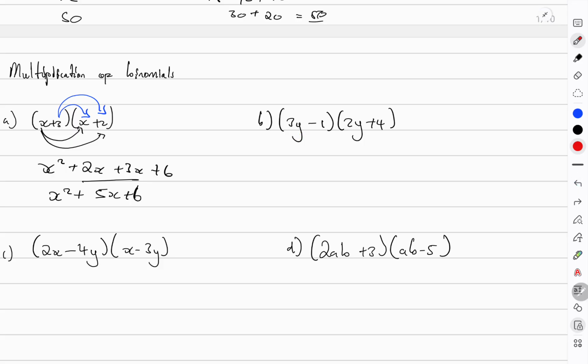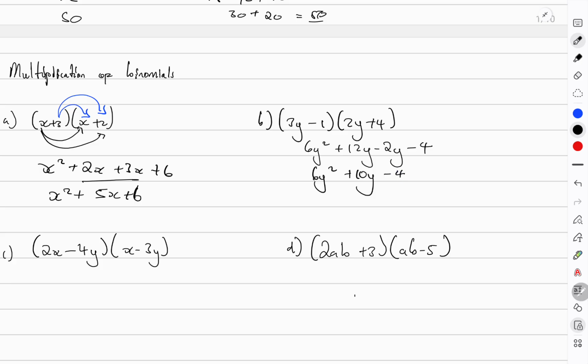I'm going to have 3y multiplied by 2y, which is going to give us 6y squared. 3y multiplied by 4, which is going to give us 12y. Negative 1 multiplied by 2y, which is going to give us negative 2y. Negative 1 multiplied by 4, giving us negative 4. These two are like terms because they have the same letter and the same power. It means I'm going to have 6y squared plus 10y, because 12 minus 2, it is going to become 10, minus 4. That becomes my answer.